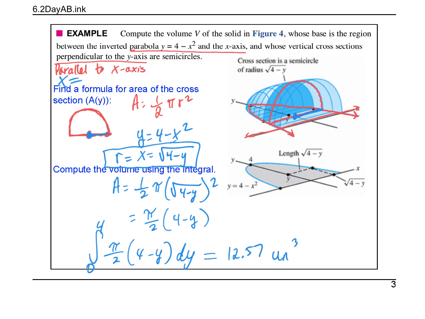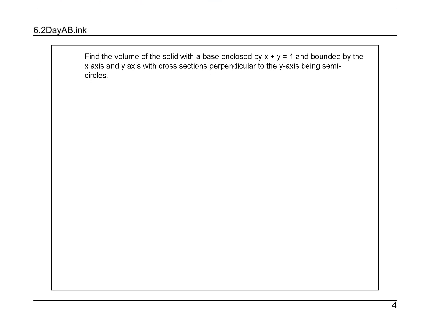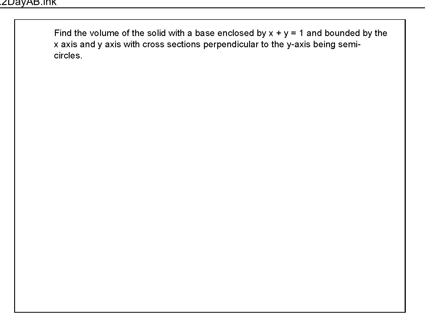Alright, so we're going to take a look at a few more examples. We should have time. So here's an example where there's no picture given. We're going to do everything start to finish. So find the volume of the solid with a base enclosed by x plus y equals 1 and bounded by the x and the y axis.